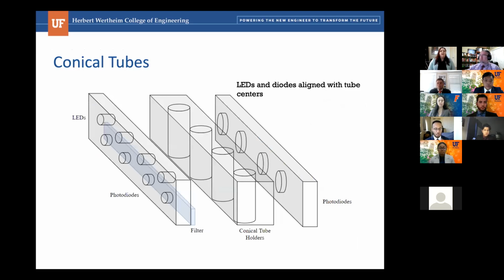The conical tube measurement system is very simple. There are no moving parts in it. It's just 2 plates on either side of the tube holders with LEDs and diodes in a similar arrangement to the other measurement devices. Now I'll pass it along to Mohammed to explain our shaker system.